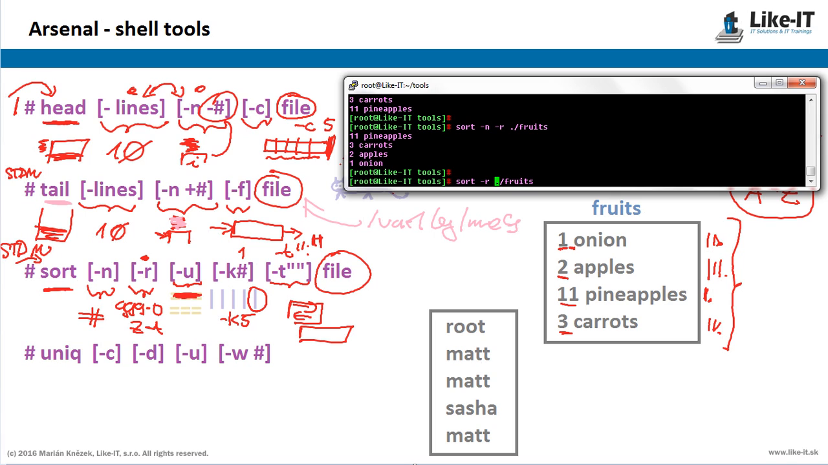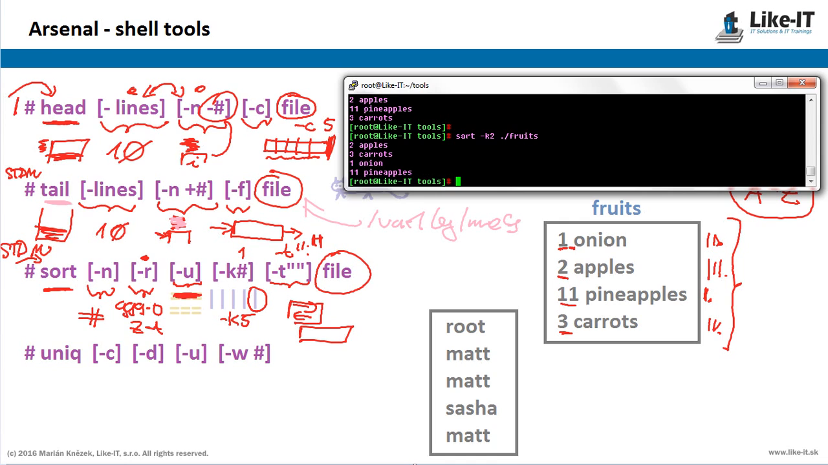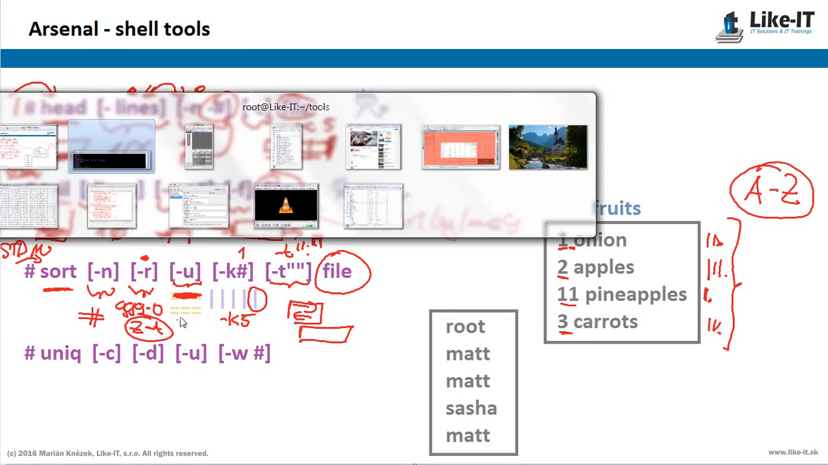If you would like to use the second column to order, what does it mean? Just one more time. If I have cat fruits, I want to sort it using the second column here. How to do that? Using the K2 parameter. So let's do it. Sort K2 fruits. What happened here? From the apples, carrots, onion, and pineapple. If you would like also to reverse order, it's no problem to do that. So you can use the reverse order also in an alphabetic way.